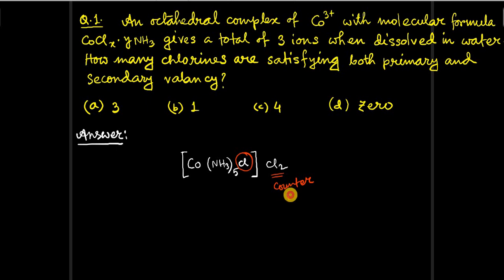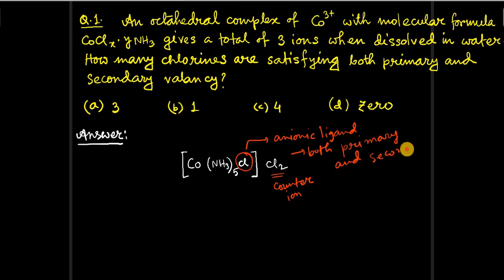We know counter ions satisfy only primary valency, but anionic ligands satisfy both primary and secondary. So here we can say only 1 chlorine is there which is satisfying both primary and secondary valency of the cobalt 3 plus. So the correct answer is option B, that is 1. Let us move to the next question.